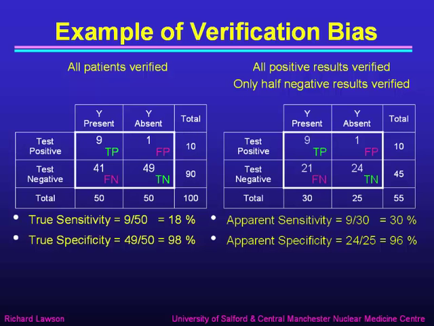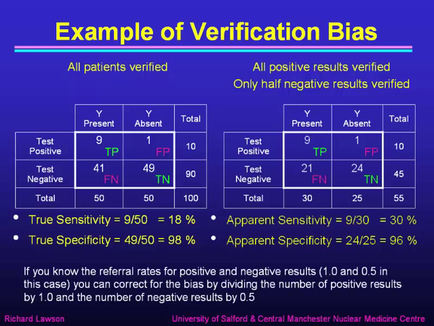If you want to work out the sensitivity and specificity accurately, you have to make sure that all patients go on to be verified. If they don't, you'll get this sort of bias. But actually, if you know the referral rates of positive and negative results, in this case the referral rate for a positive result was 1, all 10 of our positive results went on to be verified, and the referral rate for a negative result in this case was 0.5, half of our 90 patients went on to be verified.